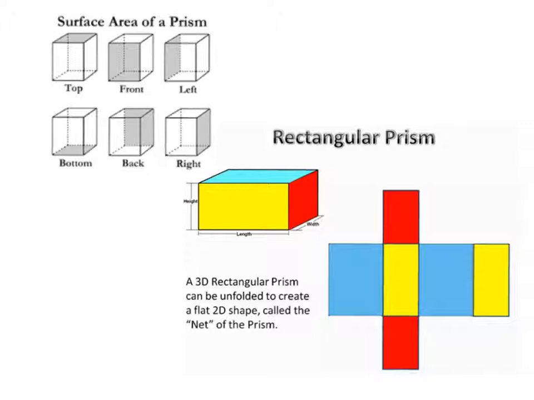Look at the colored picture. You can see that there are 2 pieces that are red that have the same size. You have 2 blue pieces and 2 yellow pieces. Those 2 are also the same size.